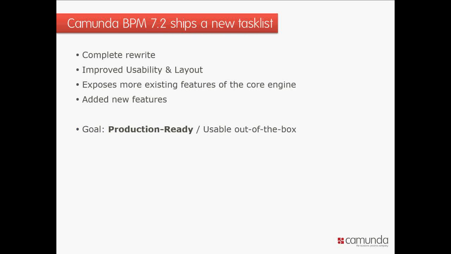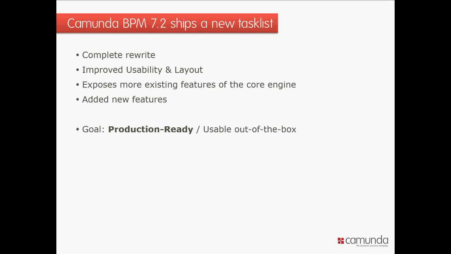So now we want to switch to the Camunda BPM 7.2 task list. As I already mentioned, we shipped a completely new task list with the 7.2 release. So it's really a complete rewrite. If you know the 7.1 task list, we basically tossed it away and wrote a completely new one. Why is that so? That's maybe interesting.